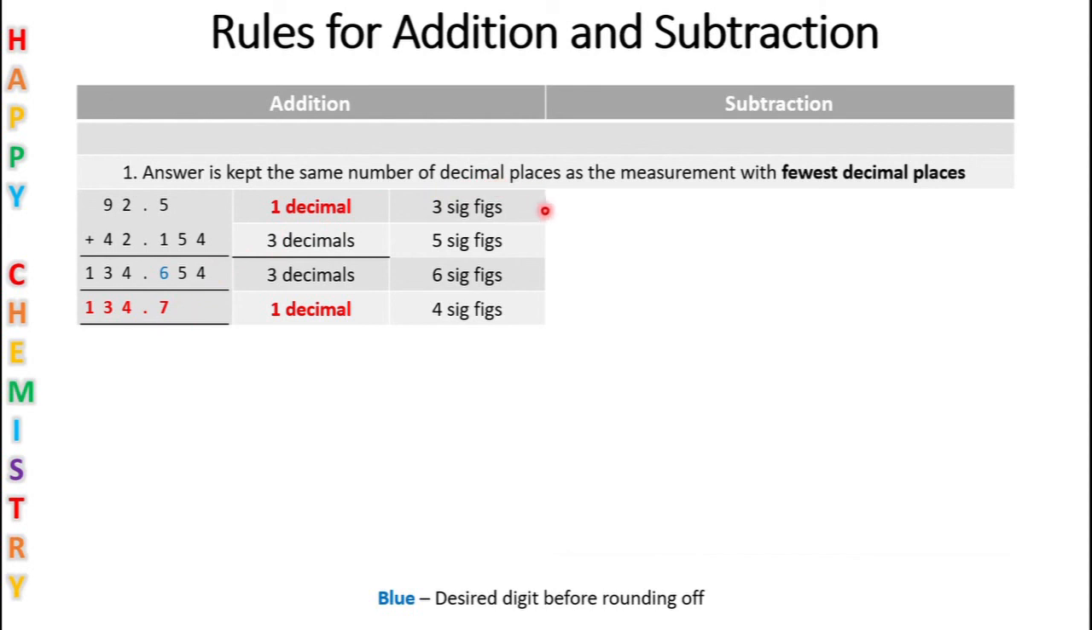We will count the significant figures. 92.5 has 3 significant figures and 42.154 has 5 significant figures. After addition, before rounding up, 134.654 has 6 significant figures. With the minimal number of decimal places, the final answer, 134.7, has 4 significant figures. Now we will look at the example for subtraction.